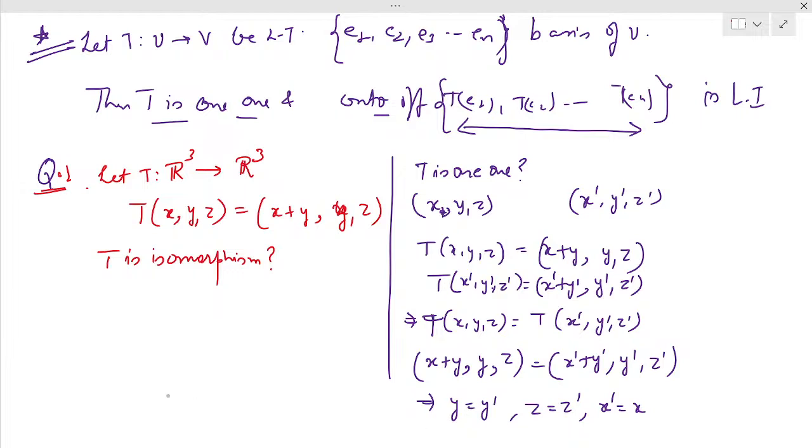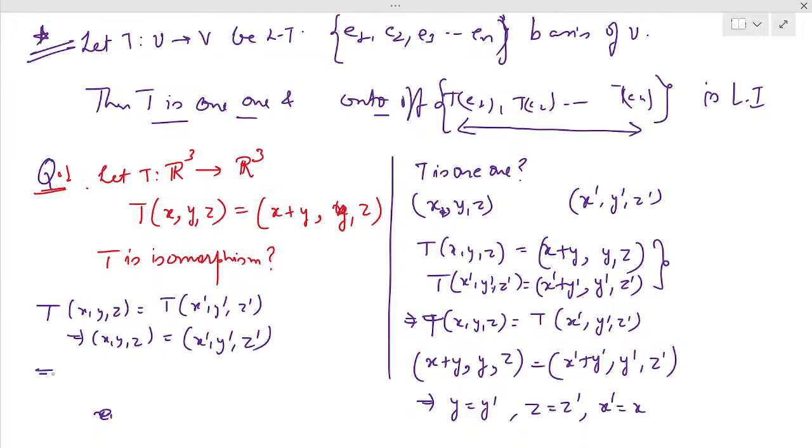What does it imply? It implies that if T of x comma y comma z is T of x dash comma y dash comma z dash, then x comma y comma z is equal to x dash comma y dash comma z dash. It implies that T is 1-1.